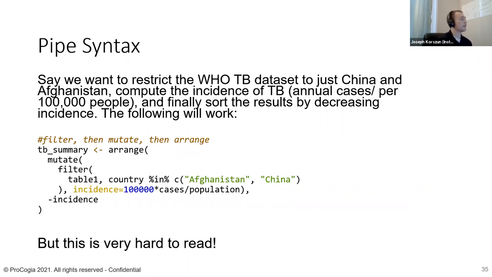Hopping into a little bit of a data set here, we'll talk a little bit about the pipe syntax. Recall earlier, we were assigning an object with this arrow indicator, right? In this case, like TV summary. For this example, say we want to restrict a World Health Organization tuberculosis data set to just countries that we're interested in, so in this case, China and Afghanistan, and then compute the incidence of tuberculosis cases, so annual cases per say 100,000 people, and finally sort those results by decreasing incidence. So the code below is an example of how to do that, right?